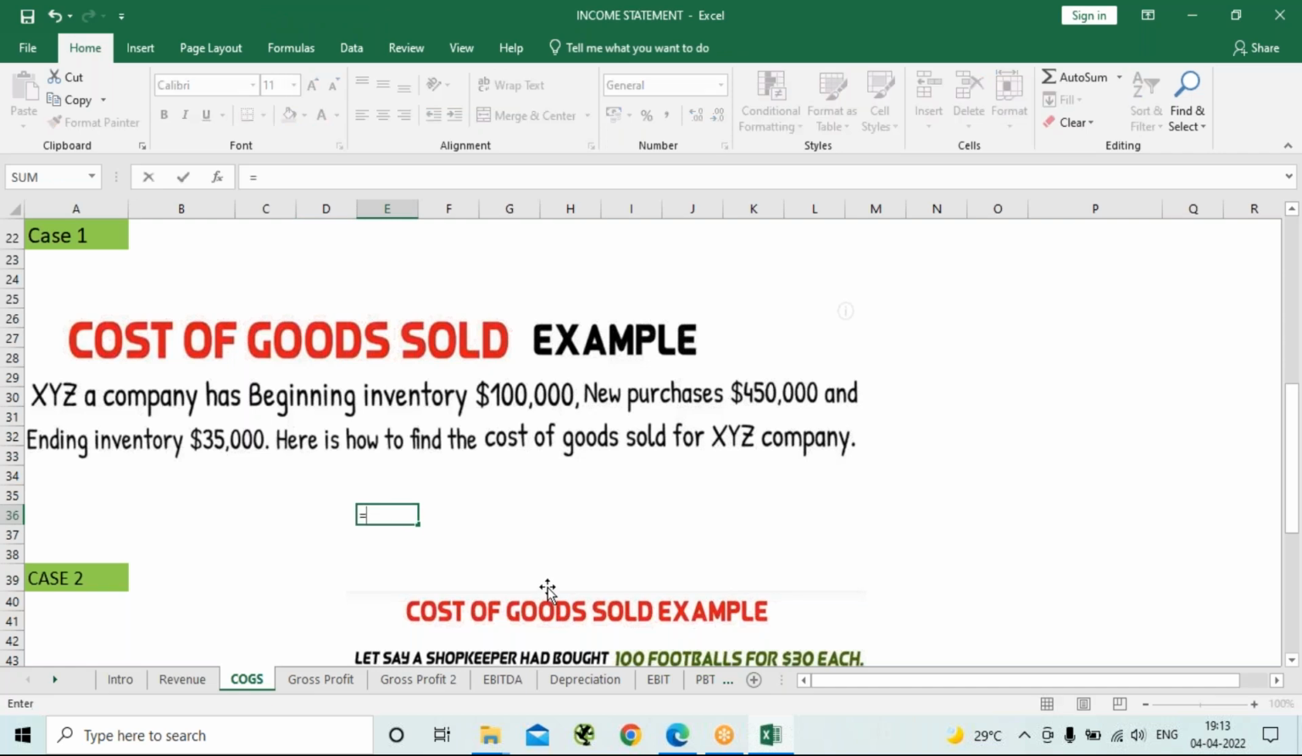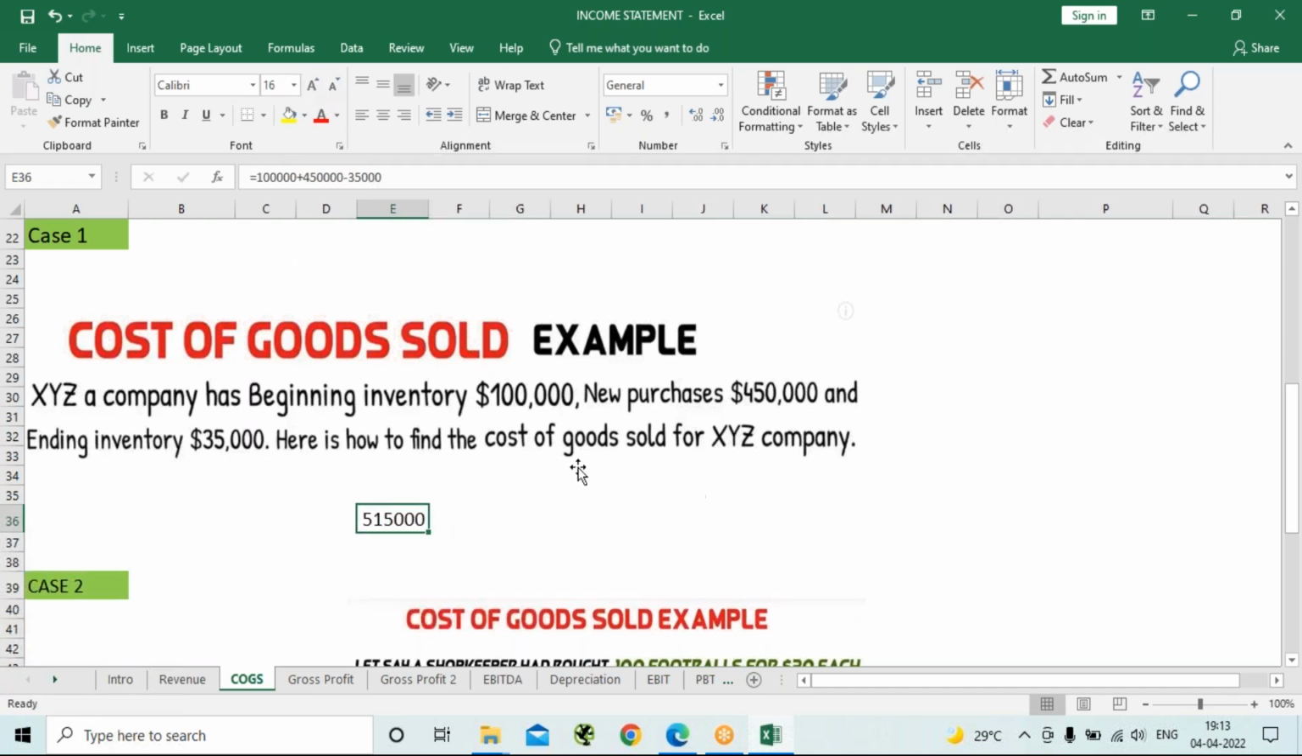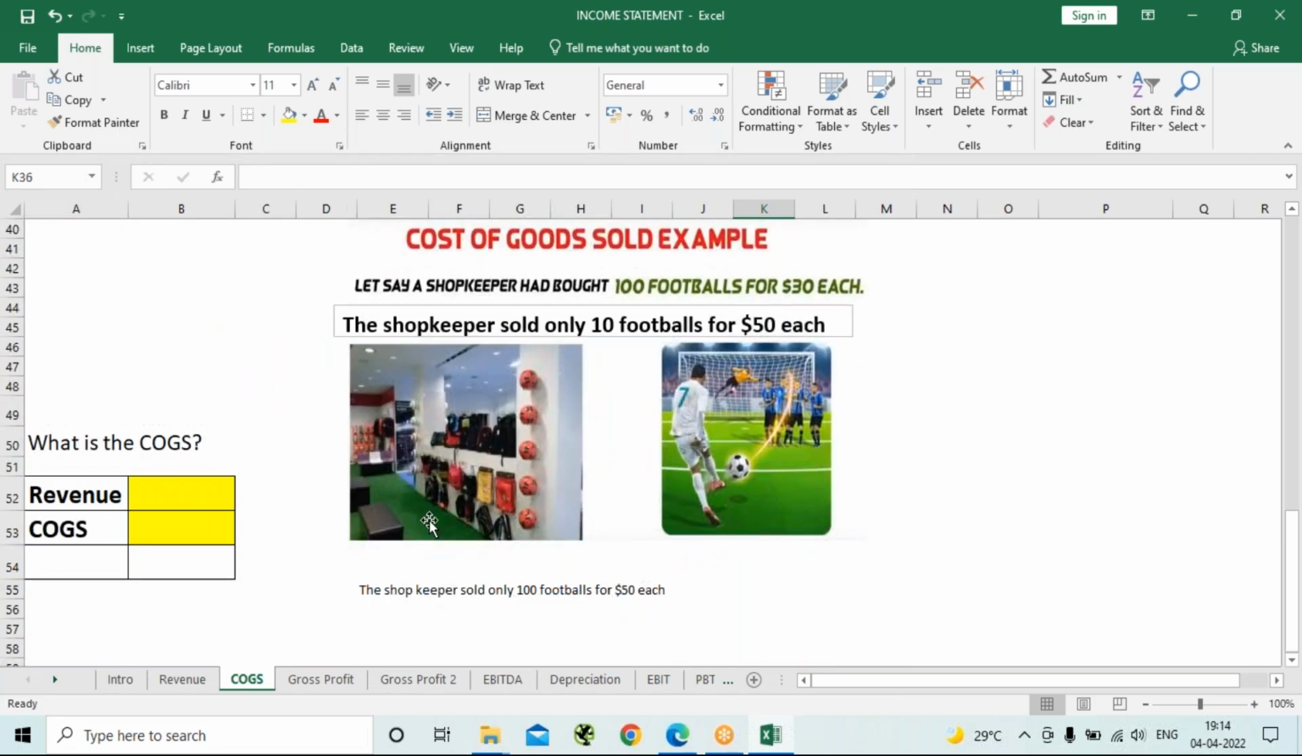So equals to, the beginning inventory value is 1 lakh plus the purchase value is 4,50,000 minus 35,000. So this gives the COGS value as 5,15,000. Okay. So in case no units are provided, if you want to calculate the COGS value, you can calculate in this way. The next thing is case number 2.